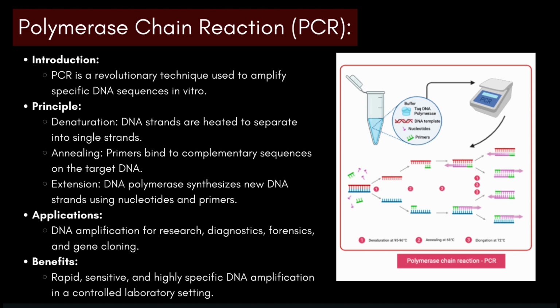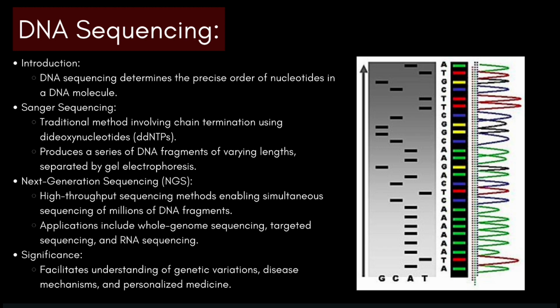The primary applications of PCR include DNA amplifications for research, diagnostics, forensics, and gene cloning. The primary benefits of PCR are that it's rapid, sensitive, and highly specific to DNA amplification in a controlled laboratory setting. Moving on. Next, I'd like to talk about DNA sequencing.